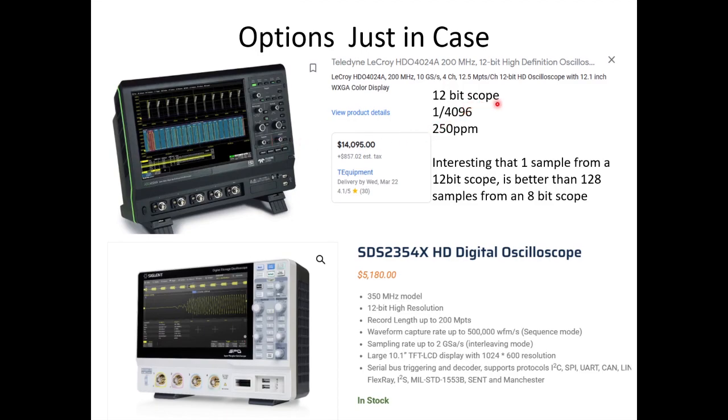Okay, but if you have a 12-bit measurement, that's 1 part in 4096, which is 250 parts per million. So it's interesting that a single 12-bit sample of your ramp will get you better than a 250 part per million measurement. Of course, we're not accounting for noise now. That's going to be something we're going to have to deal with. That's part of what we have to work on next.